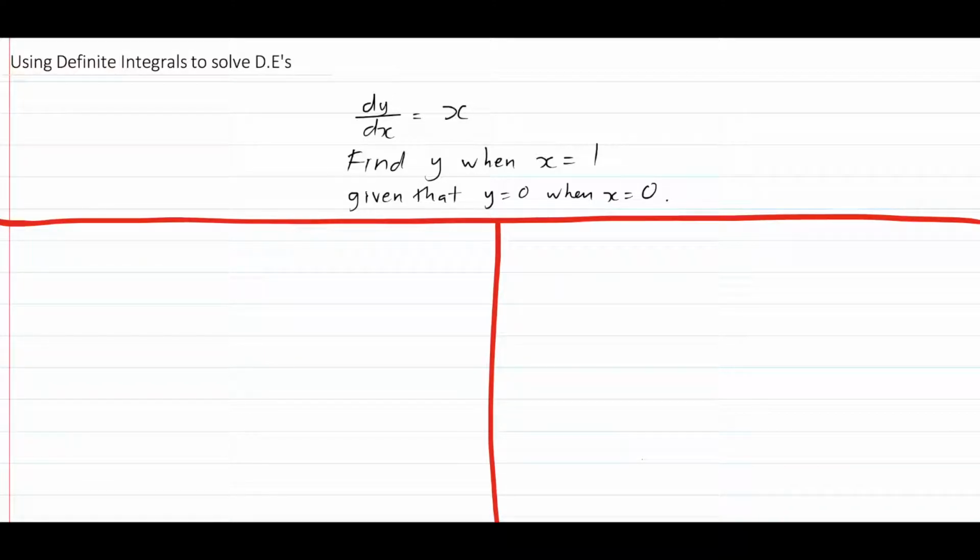Today we'll be doing a special topic video that's going to save you a lot of time in your exam, in your SAC for your calculus chapters, okay? So this is going to be solving differential equations using definite integrals.